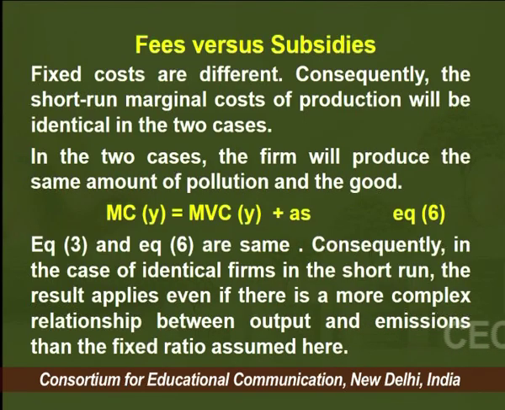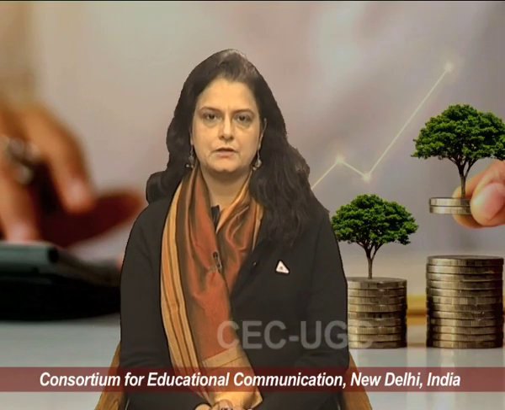In both the cases, the firm will produce the same amount of pollution and the good. This equation tells us that in case of identical firms, the short run results apply even if there is a more complex relationship between the emission and the output. Here we considered a fixed ratio, which is A, but even if we considered a complicated relationship, the marginal cost curve is going to be the same when you consider the case of taxes or subsidies.